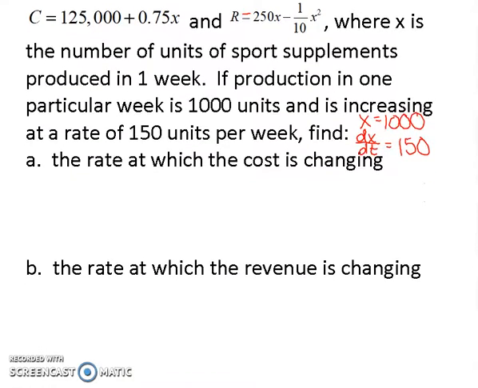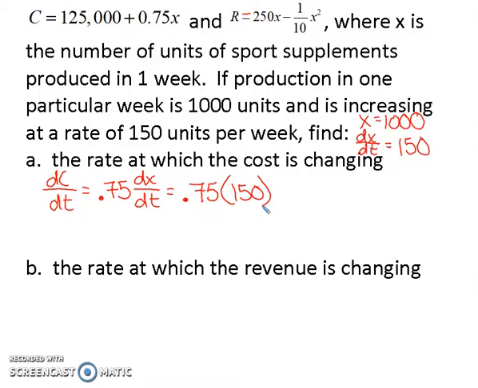So A wants the rate at which the cost is changing. So we're only going to do the derivative with respect to time of the cost function. So the derivative of C is dC/dt. The derivative of 125,000 would be 0. And then the derivative of 0.75x would be 0.75 dx/dt. So then if we evaluate that for a rate of change of 150, the change in the cost would be $112.50, and time is being measured in weeks. So the cost would go up by $112.50 a week.